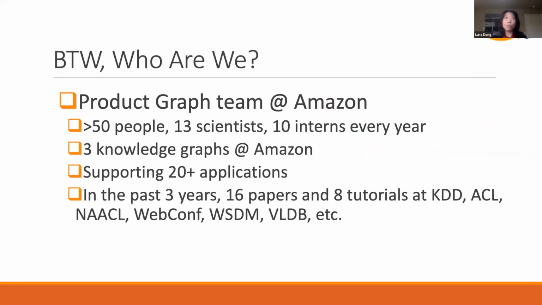Before I talk about what a product graph is, let me first say who we are. We are from the product graph team at Amazon. There are more than 50 people in the organization, including 13 scientists, including me. We have 10 intern students every year. We are either building or contributing to 3 knowledge graphs at Amazon and supporting 20+ applications. In the past 3 years, the scientists have published 16 papers and 8 tutorials at conferences from many different communities.